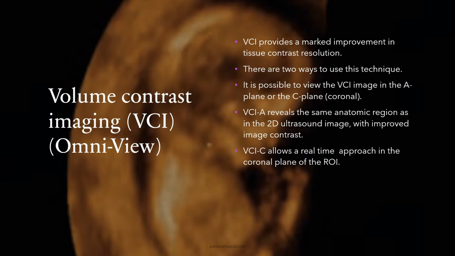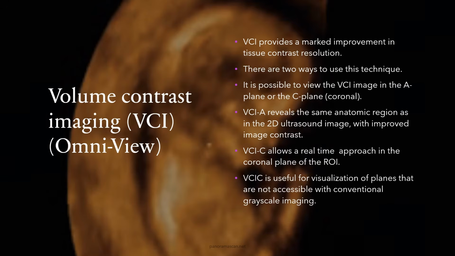VCIC provides a real-time coronal plane view of the ROI, offering a perspective that is difficult to achieve with conventional grayscale imaging. This is particularly useful for viewing anatomical structures that are hidden or not fully visible in traditional planes.